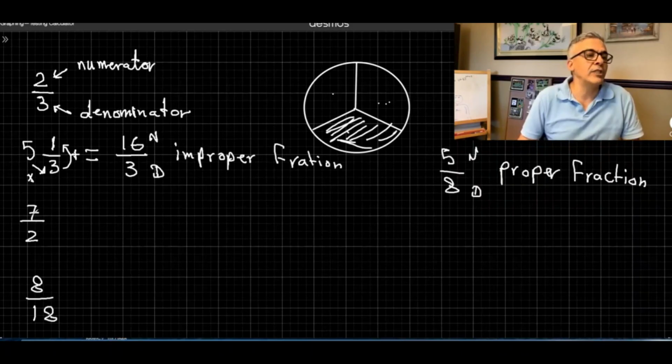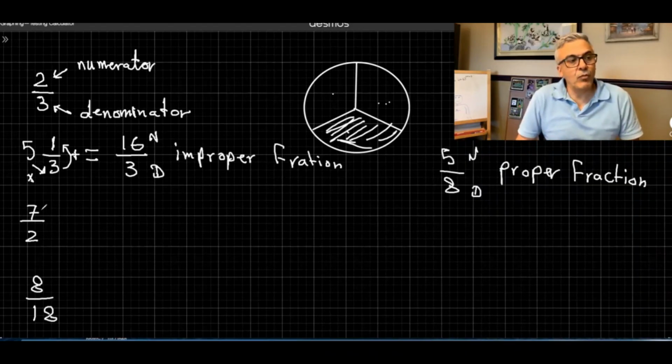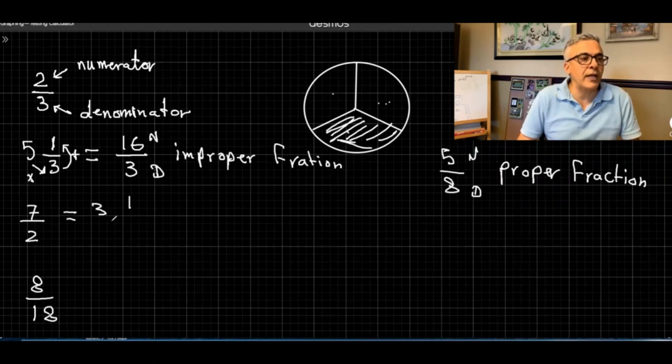Okay, now how about changing from an improper fraction to a mixed number? When we want to do that, we go 7 divided by 2. How many times does 2 go into 7? It doesn't have to go into it evenly, but we know 2 goes into 7 3 times. 3 times 2 is 6, so there's a remainder of 1, and that 1 will go over this number right here, which is 2. So 3 1/2 is the same as 7/2. This is an improper fraction. This is a mixed number. We change it to an improper fraction.